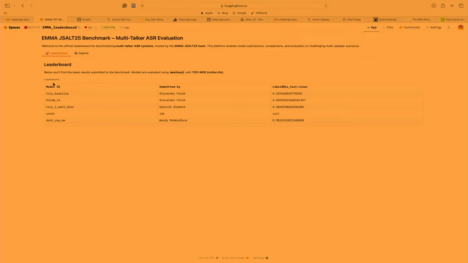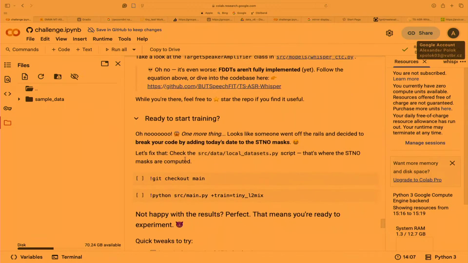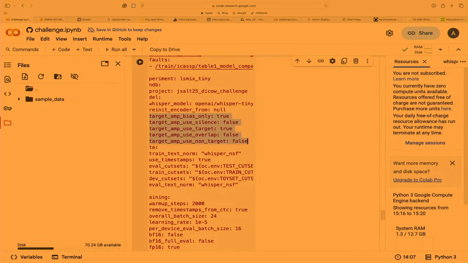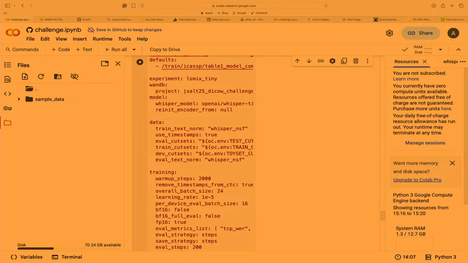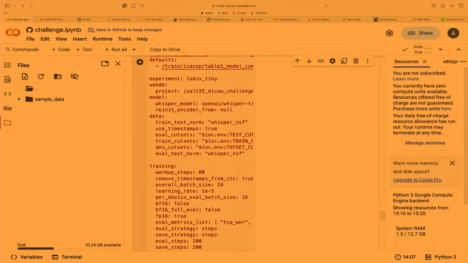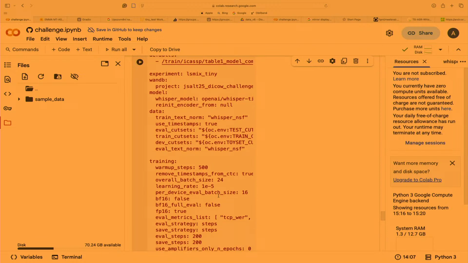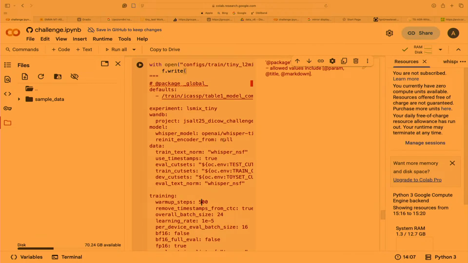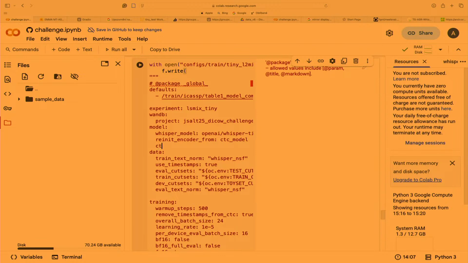If after like 500 steps you are not getting below 60, then there is likely something wrong in the code, so you should try to fix it. How easily can you fix it? Just do this git checkout main. This will revert you to the main branch where everything is correctly set up. Then remove these lines from the config, and with this you should get below 50 in like 600 steps. And if you want to speed it up, you can make the warm-up steps like 500. And with the preheated CTC, you can also use CTC weight like, let's say, 0.5 or 0.4. This should also speed up the training.